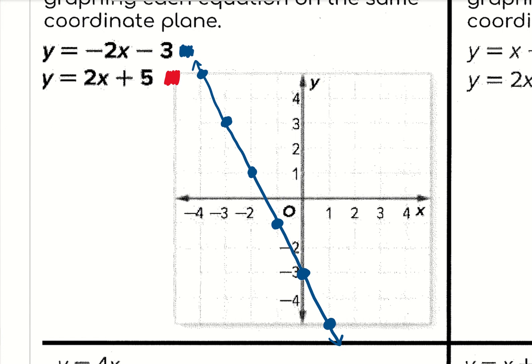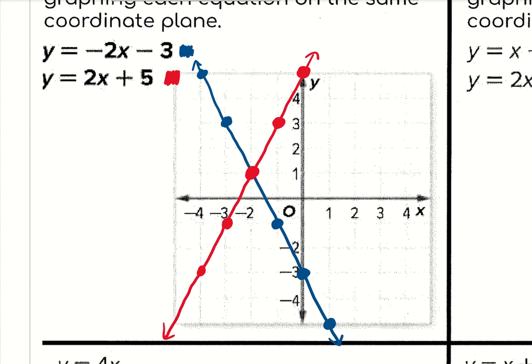The second one is 2x plus 5. So my y-intercept is 5, and then we are going up 2 each time. Obviously, I can't go up this way because the graph's not there. So I'm going to just go down, go backwards. And you can see right away where the intersection is going to occur. All right, and I'm going to call it good there.